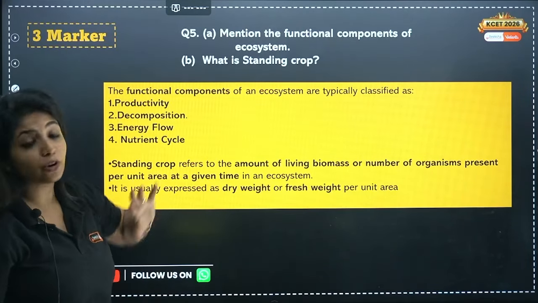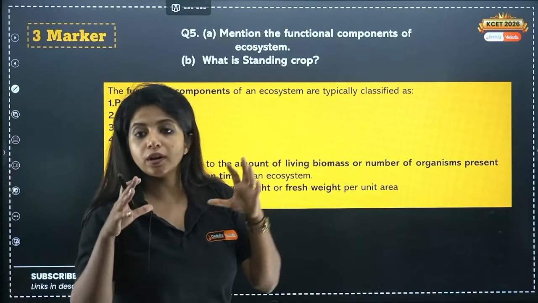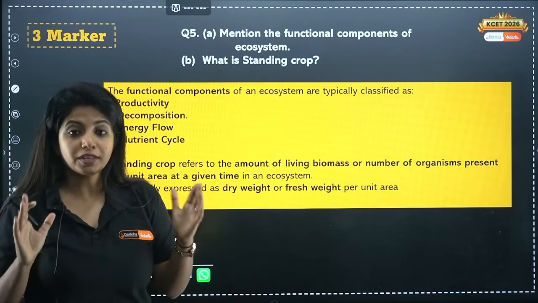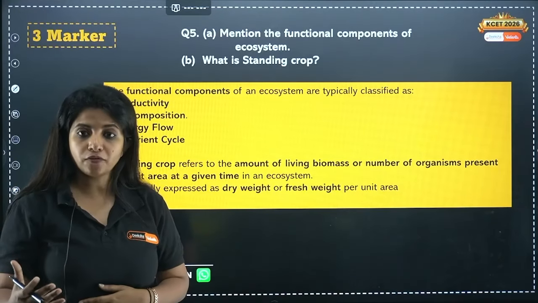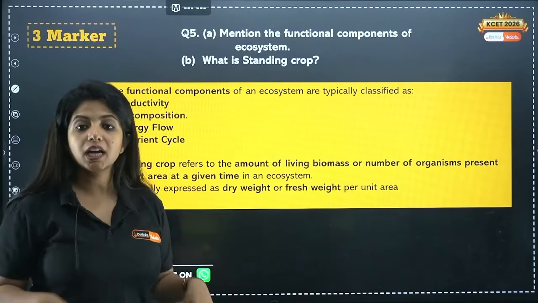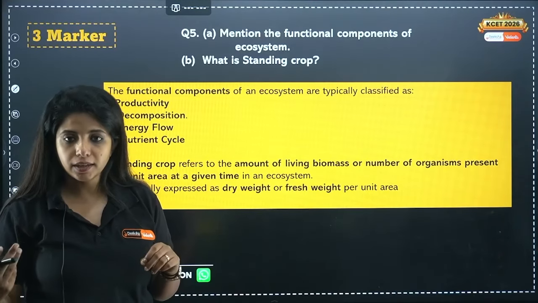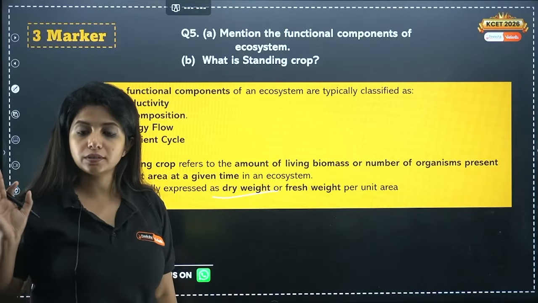Now, what is standing crop? That is also being asked. Standing crop refers to the amount of living biomass or number of organisms present per unit area per unit time in an ecosystem. The total biomass, the amount of living biomass or number of organisms living in a particular area at a particular time. Mostly dry weight is considered, as in water is removed and dry weight is considered.